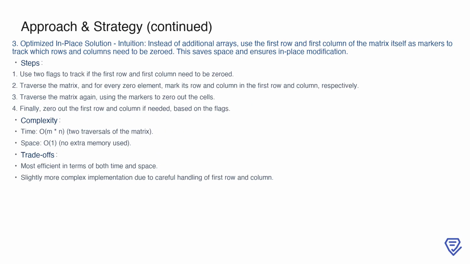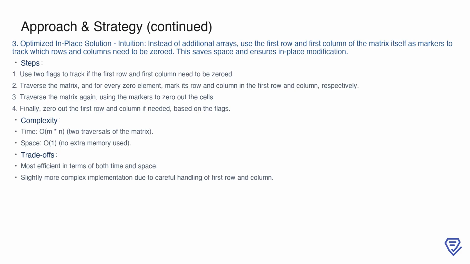The most efficient approach we considered is an optimized in-place solution that eliminates the need for extra memory while maintaining O(m*n) time complexity. The intuition here is to use the first row and first column of the matrix itself as markers to track which rows and columns need to be zeroed. To avoid disrupting the original data prematurely, we also use two flags to determine whether the first row and first column should be zeroed.